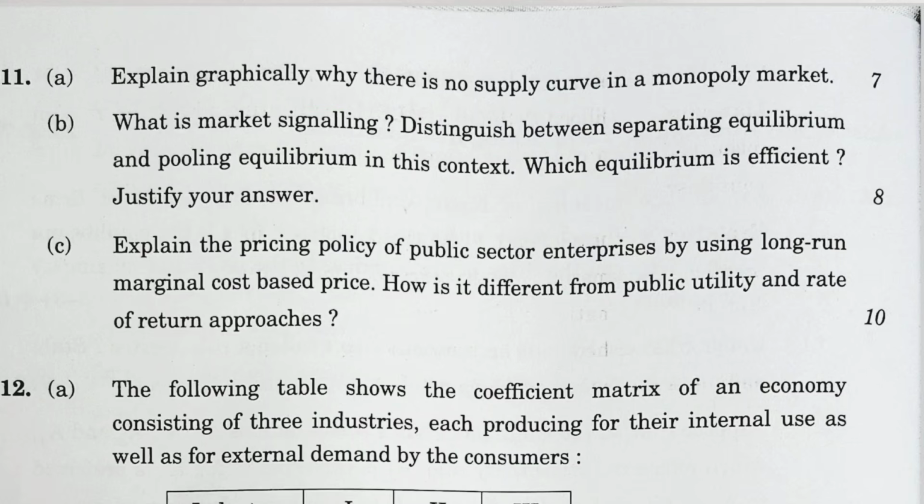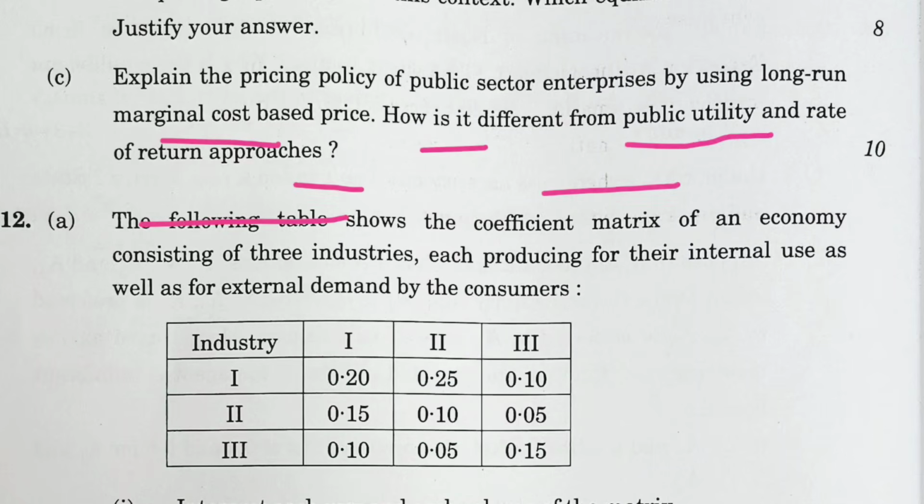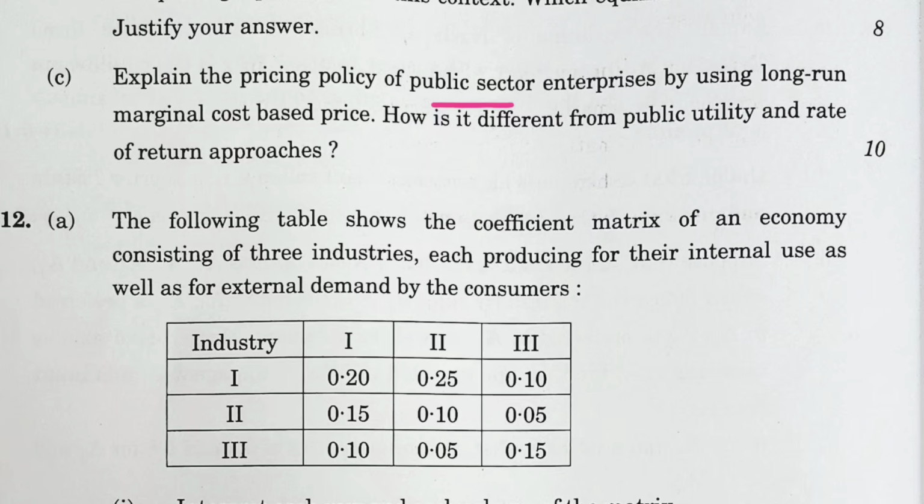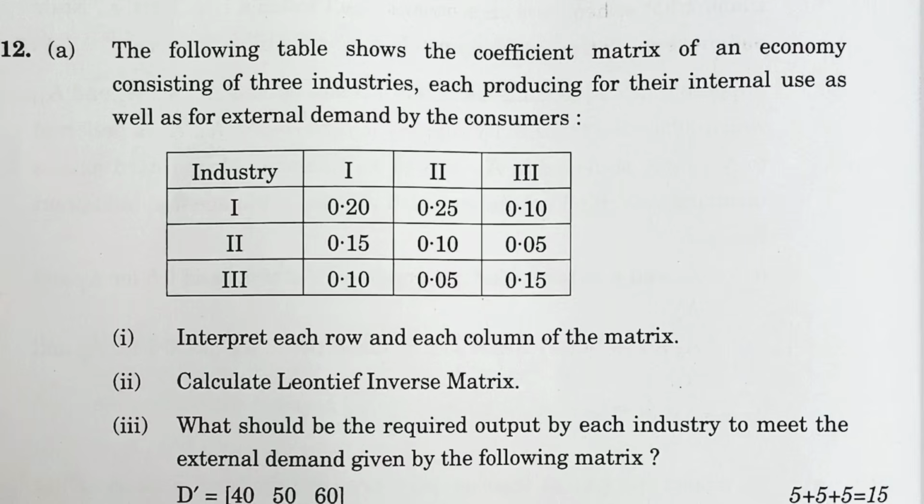Then the question is related to what is market signaling, distinguish between separating equilibrium and pooling equilibrium in this context, which equilibrium is efficient, justify your answer. Next question is about explain the policy pricing of the public sector enterprises by using the long run marginal cost based price. How is it different from public utility rate of returns approach? Next question, which is about the mathematical economics. I will take this question also and try to solve it.